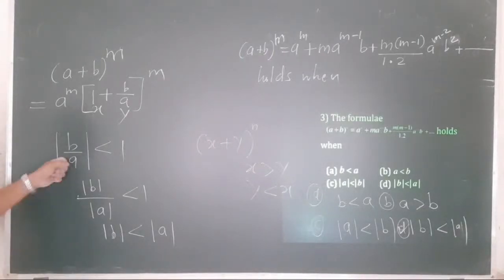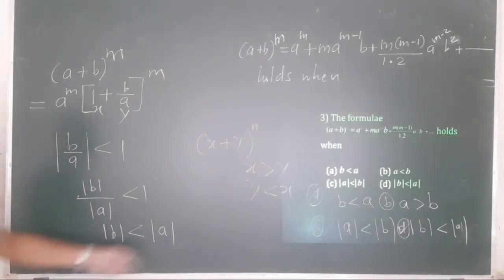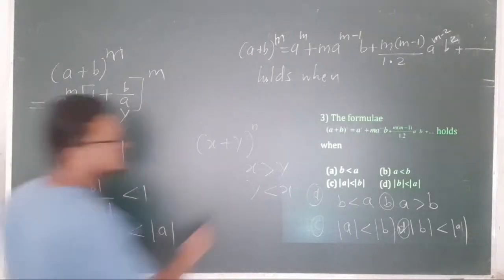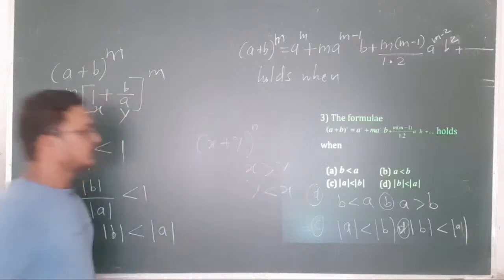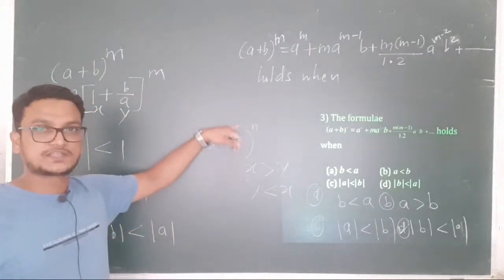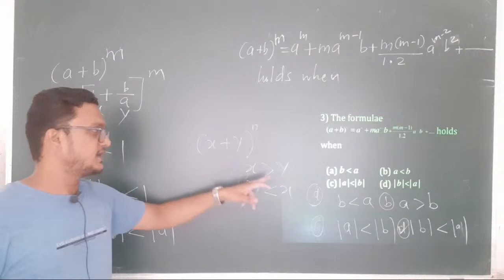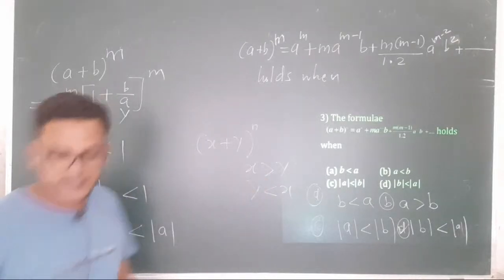So here you have to take the modulus. When you simplify that, option D is going to be correct. So which concept did I use? This, the x plus y to the power n expansion, where x is always greater than y, or you can say y is less than x.